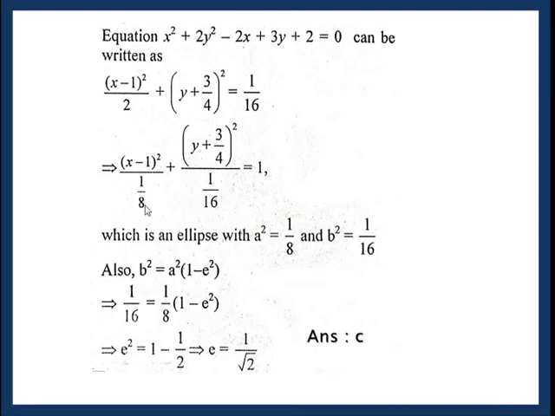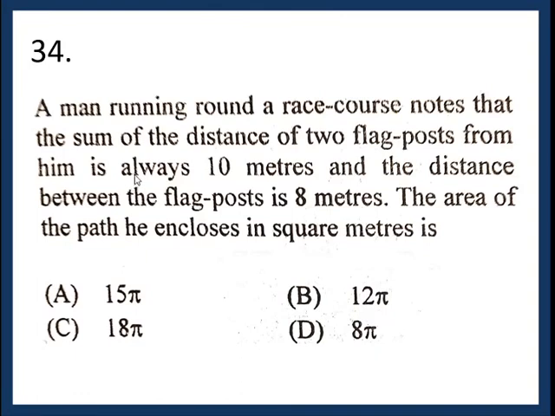Observe that 1 upon 8 is greater than 1 upon 16. That is why we use this result: if a is less than b, then a square is b square into 1 minus e square. Actually, we have done one sum of this type, but the only change is that here we are asked to find the area. A man running around a race course notes that the sum of the distances of two flag posts from him is always 10 meter and the distance between the two flag posts is 8 meter. The area of the path he encloses in square meter is, clearly it is an ellipse.